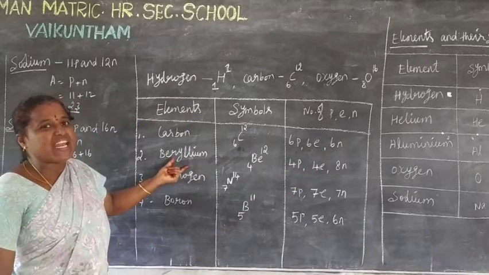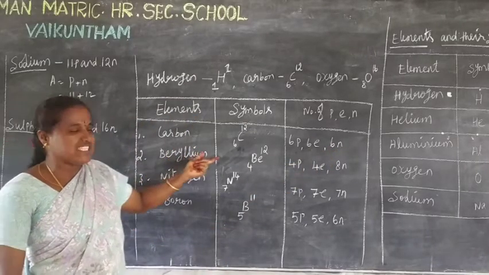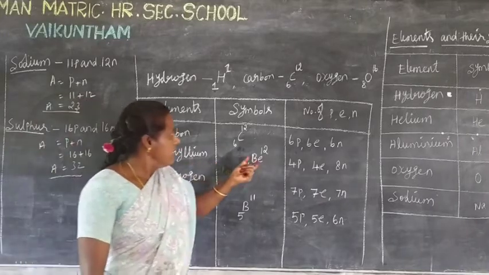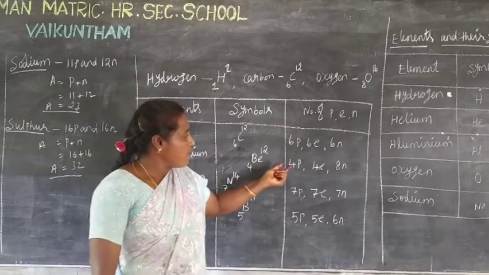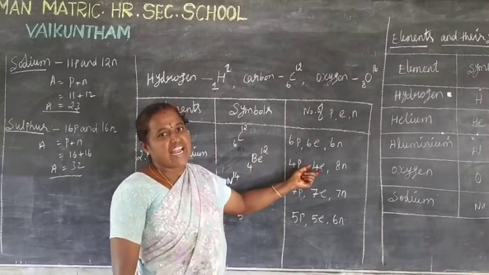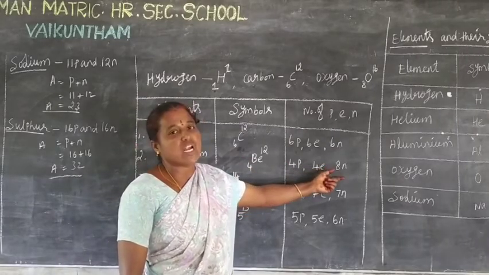Next one element, beryllium. Symbol for beryllium is Be. Number of protons is 4. Number of electrons is 4. Number of neutrons is 8.